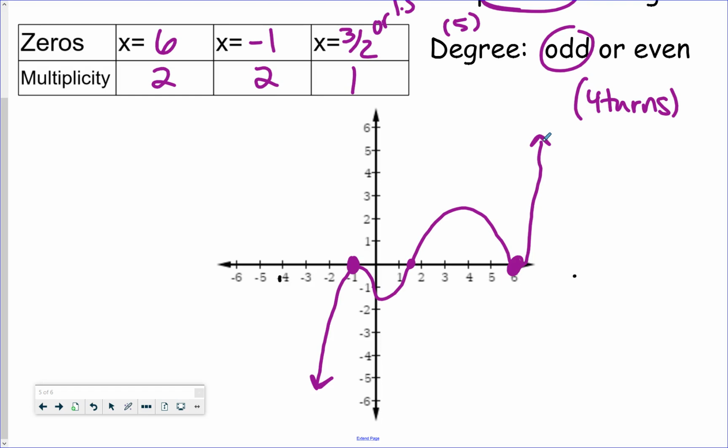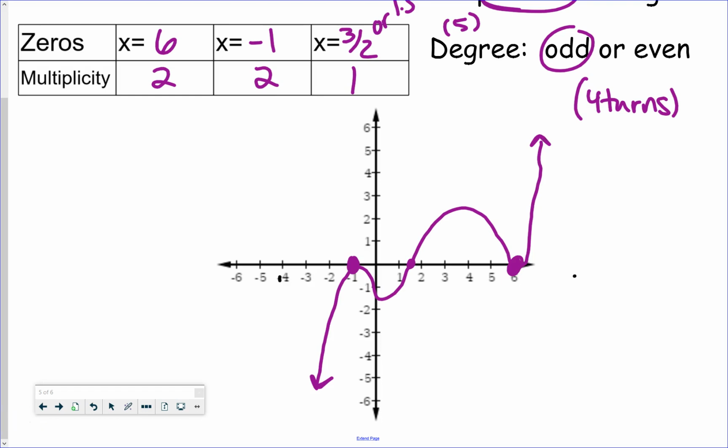So check it, fix it, give it back. Check it, fix it, and give it back to them. Is any other way wrong? Like, I did up and then I bounced off of 1.5. It has to bounce off of -1 and 6 because they have the multiplicity of 2. All right, fix it, pass it back.